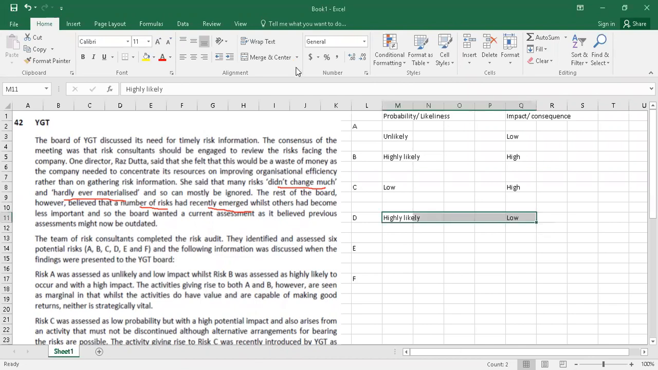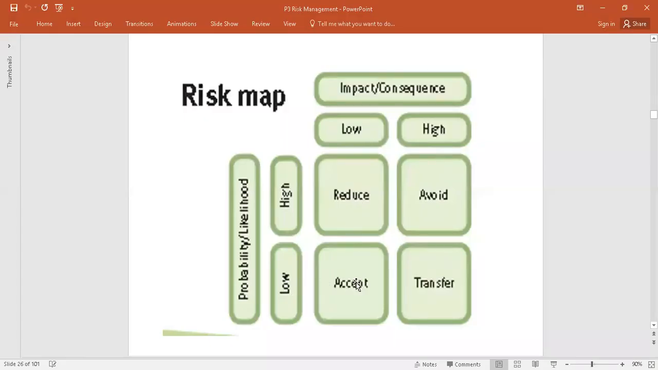I'll put the image once again. Both of them are low: accept. Both of them are high: avoid. Impact is high, probability is low, very rarely they happen: transfer it. Impact is low, probability is high: reduce. Take measures to reduce the frequency of happening, and the impact can be further reduced.